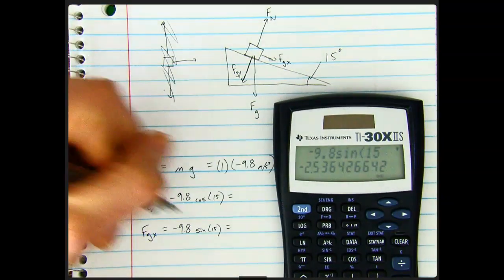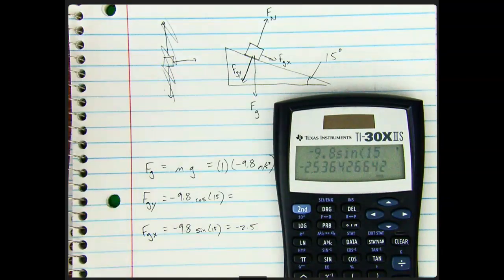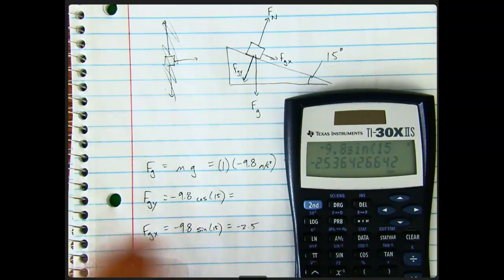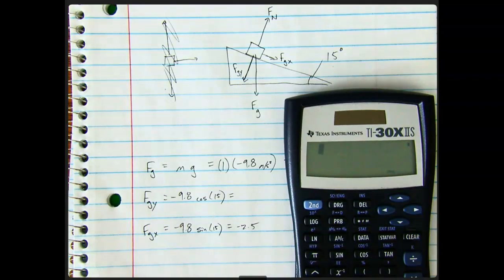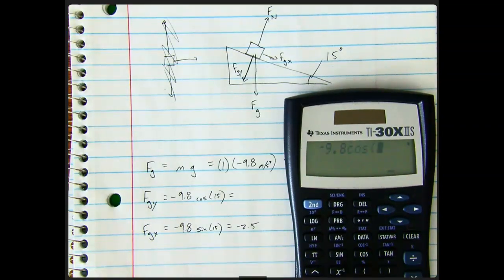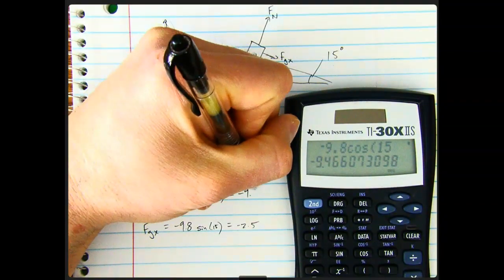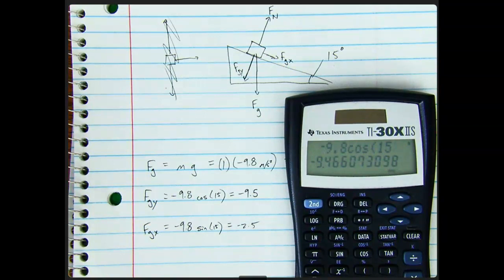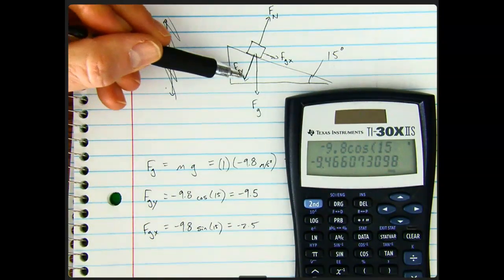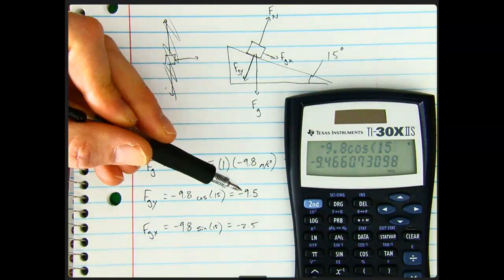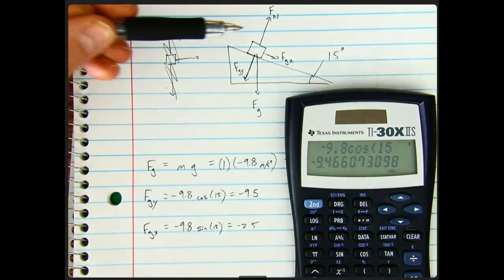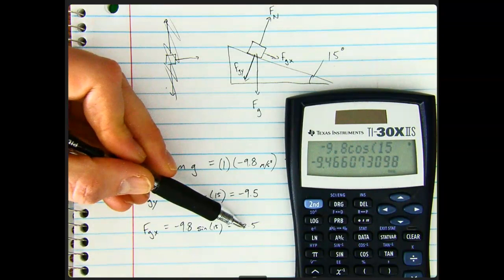All right, so this one is negative 2.5, and then this one is, let's see, negative 9.8 cosine 15, which is negative 9.5. Okay. So we found our two components here. Up on our picture, the y component is negative 9.5. The x component is negative 2.5.